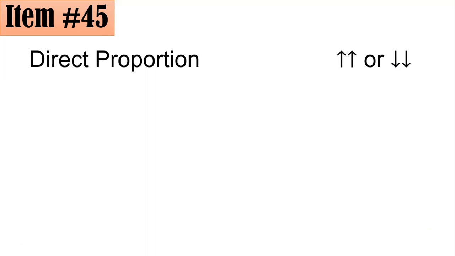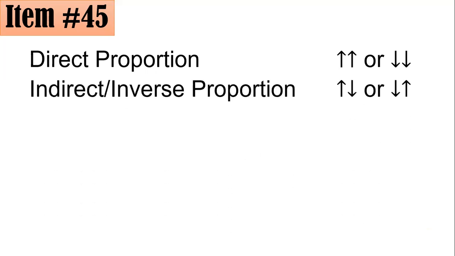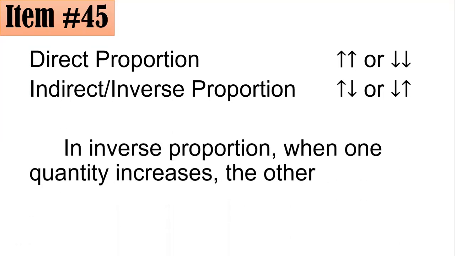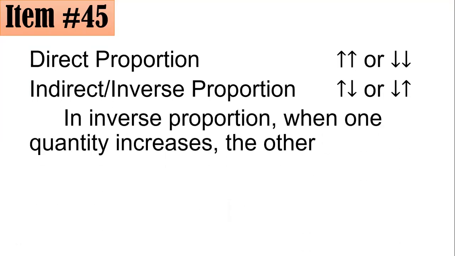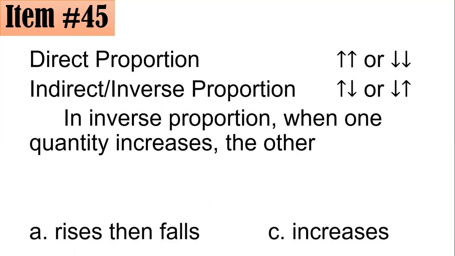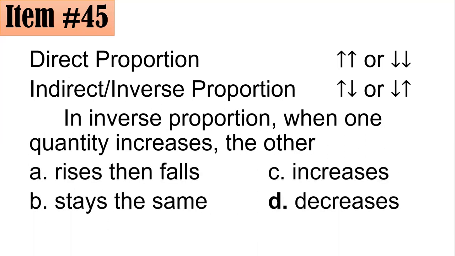That's for direct proportion. For inverse or indirect proportion, it's the other way around. They are in opposite directions. If one increases, the other decreases. Or if the first variable decreases, then the second one has to increase. Since we are talking about inverse proportion and one quantity increases, then the other should be the opposite. Hence, the other should decrease. Letter D.